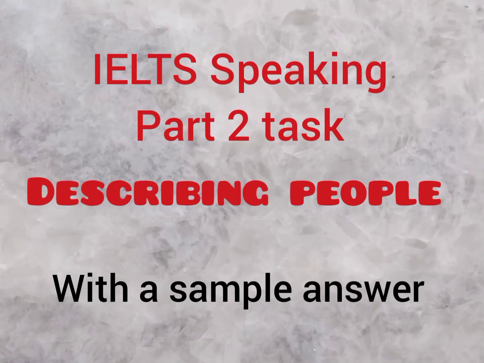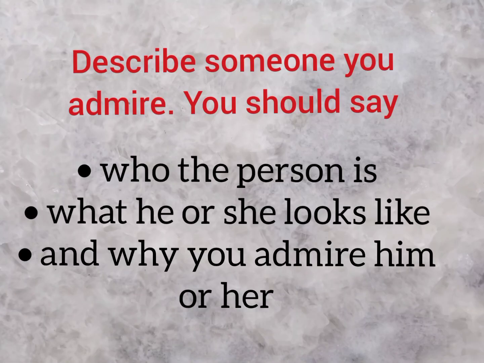Describing a person is one of the most common topics in the IELTS speaking test. In the second part of the speaking test, you will be given a topic and you will have to speak on it for about 1 to 2 minutes. Your topic will look like this. Describe someone you admire. Sub-questions: who the person is, what he or she looks like, and why you admire him or her. Of course, you need to cover all the sub-questions in your answer.